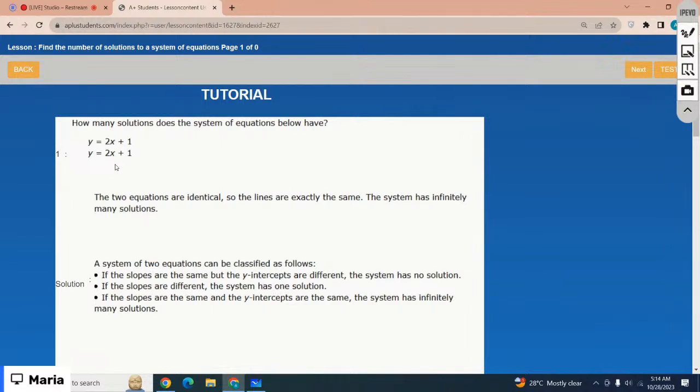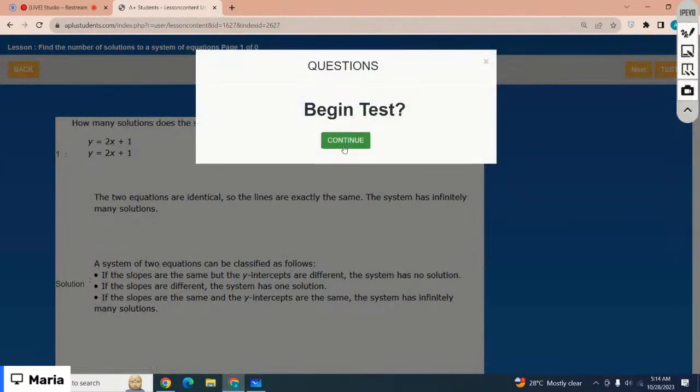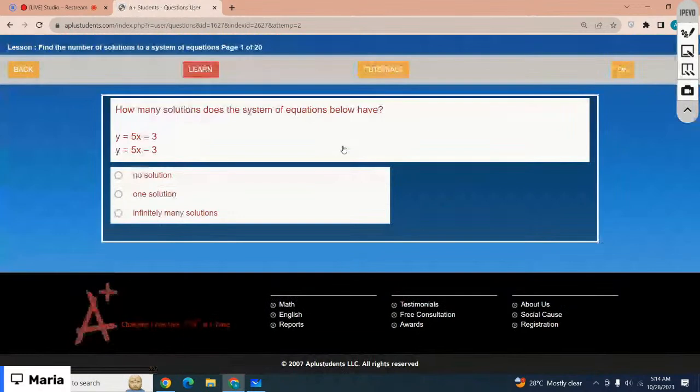Okay, let's just start with the practice questions. How many solutions does the system of equations below have? y equals 5x minus 3 and y equals 5x minus 3. So which is the correct option? Both the equations are identical, right? So that means the system of equations has infinitely many solutions, right? Because both the equations are exactly same, the system has infinitely many solutions. Got it?